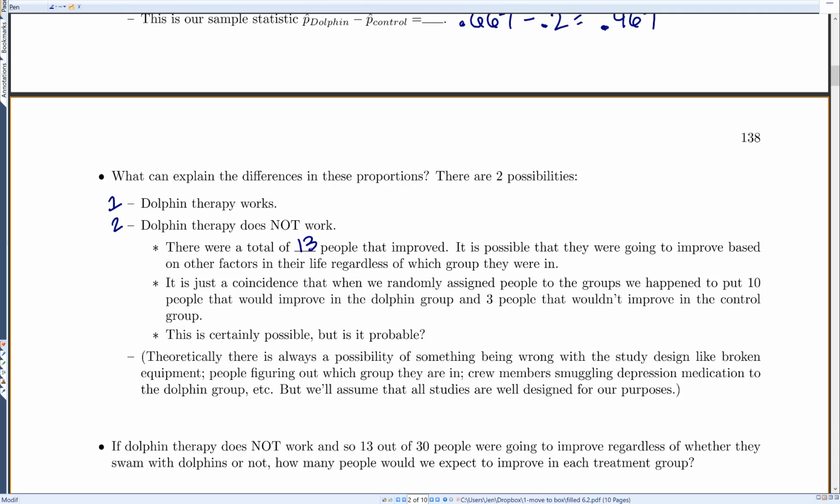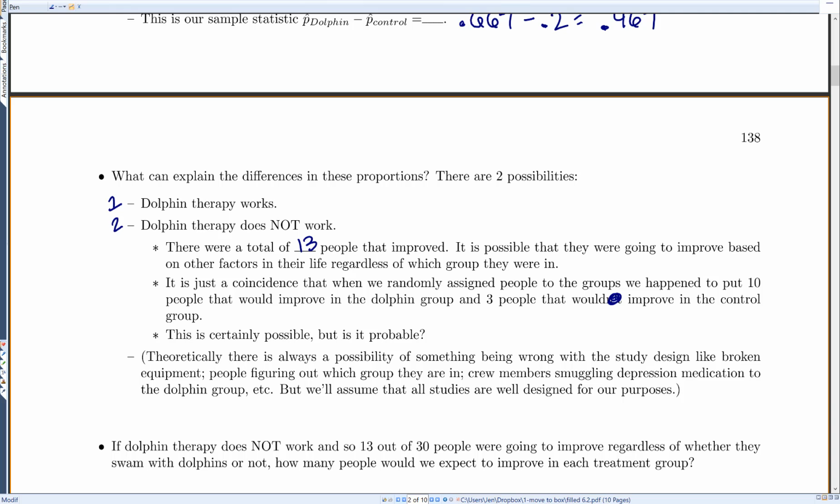It's possible that they were just going to improve based on other factors in their life, regardless of which group they're in. Maybe they were people that do meditation every day, or maybe they were on a better diet, maybe they had better family connections, whatever it was, maybe they were just going to improve, and it had nothing to do with the dolphins. So maybe it's just a coincidence that when we randomly assign people to groups, we happen to put the 10 people that were going to improve in the dolphin group and 3 people that would improve in the control group. That's certainly possible, but is it probable?